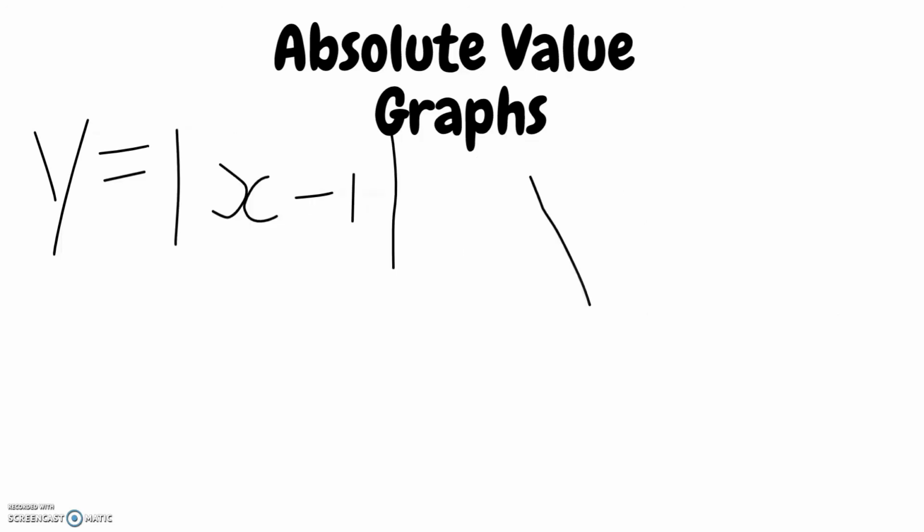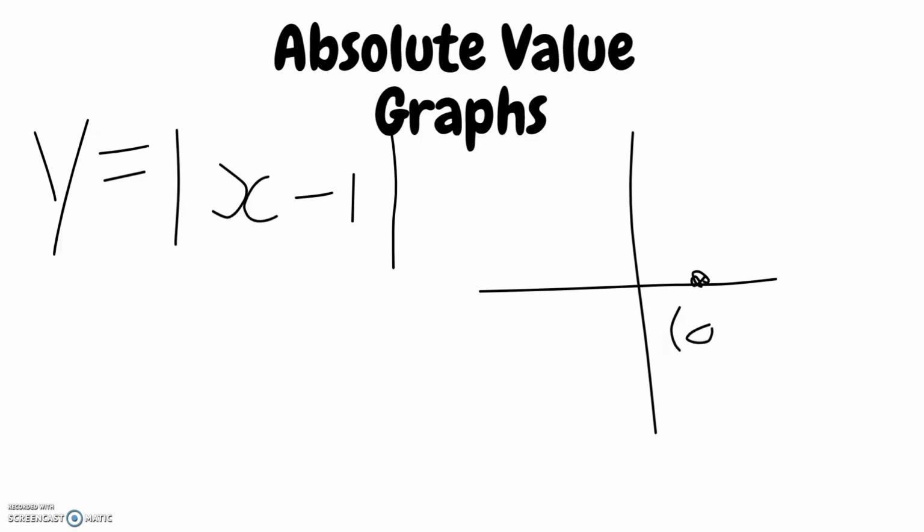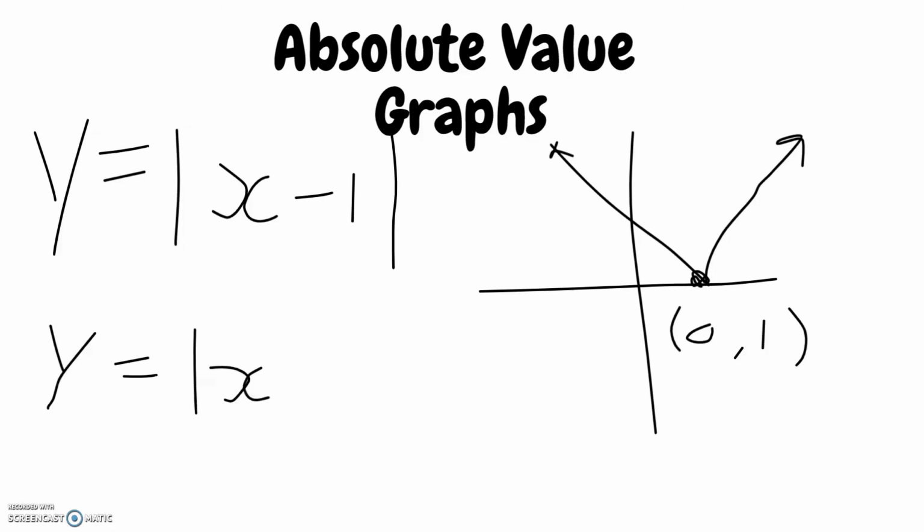So say we had the graph of y is equal to the absolute value of x minus 1. Because the minus 1 is actually inside the absolute value brackets, or the little vertical lines, that means we are going to be doing a horizontal translation, 1 unit to the right. So you can see that the graph is no longer passing through the origin. Instead, that little sharp point is at 1, 0.